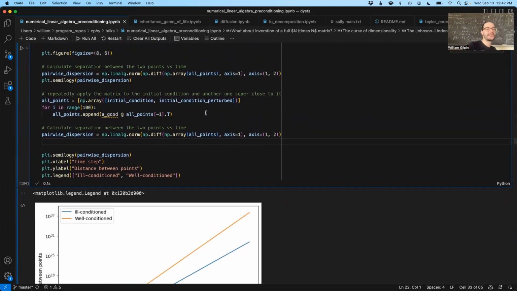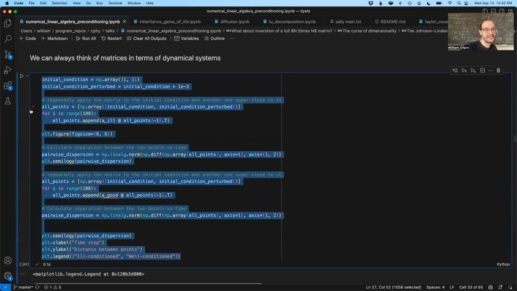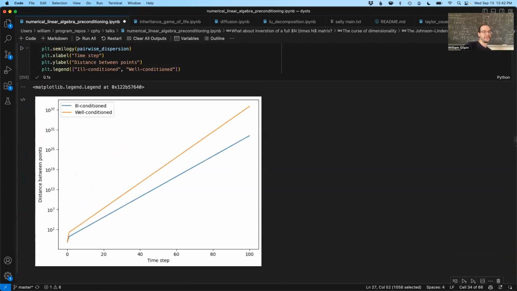I'm feeling like gambling, so maybe I'll try to rerun this and see if I break it. But just because I'm scared, I'm gonna do it in a separate cell. Oh, okay, it worked. Great.